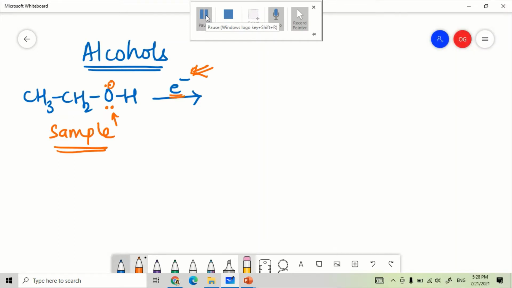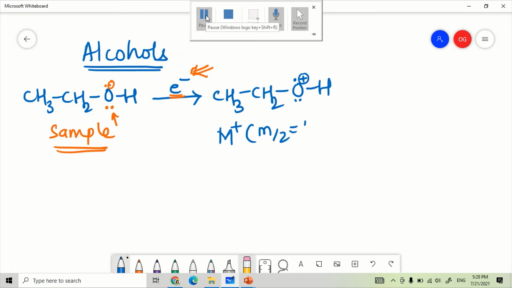So how will this molecular ion look? CH3CH2, see, the rest of the structure is as it is. Nothing is changed, these electrons are there, this electron is here, and this deficiency I am showing by this positive charge. So I will call this ion the molecular ion with m/z 46.